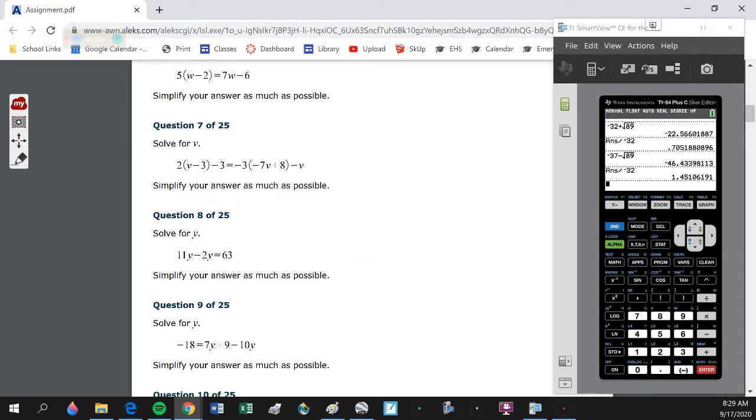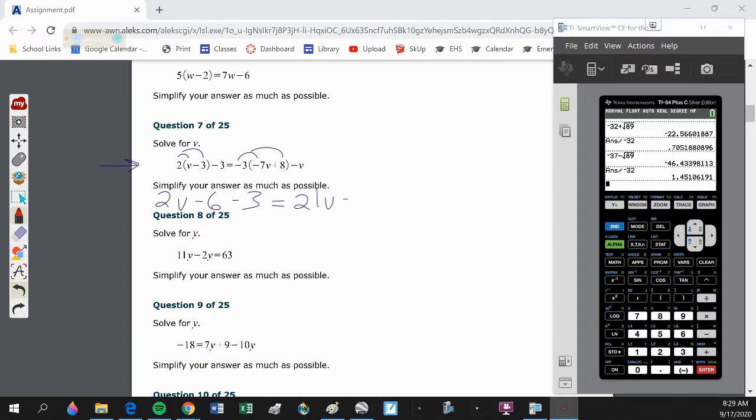All right. Number 7. So yeah, they did get harder. What should we do here? How do we get rid of the parentheses? Distribute. So I need to multiply the 2 in, and I need to multiply the 3 in, but remember, it's not just 3, it's a negative 3, and bring the negative with it. On the left side, we get 2v minus 6 minus 3 equals 21v minus 24 minus v. We just combine like terms.